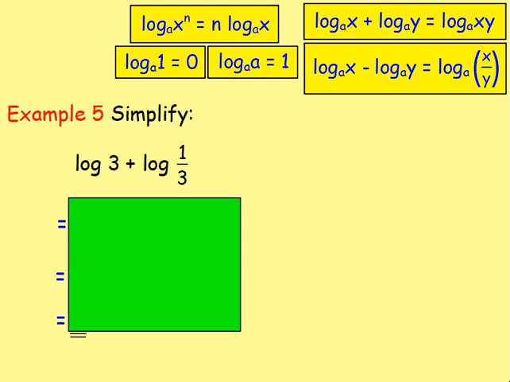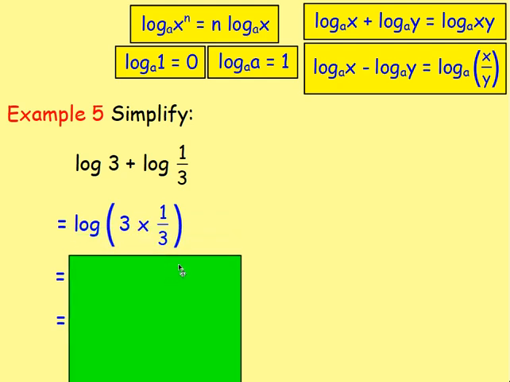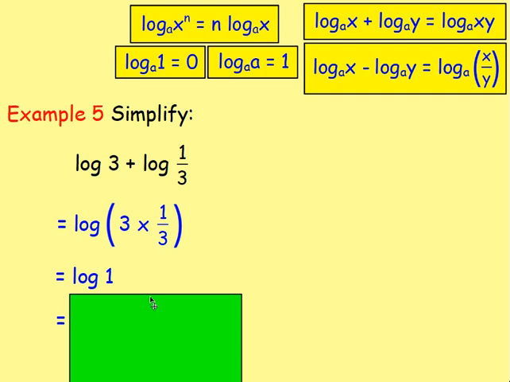Number 5, simplify log 3 plus log 1/3. Again, we're not given a base, just imagine it's log base 10. Either way, the base will be the same. When you're adding, what do you do with the 3 and the third? Good, you'd multiply them together. So it's log and then 3 times 1/3. 3 times 1/3, well, 3/3 is going to be 1 whole, so it's just going to be log 1.